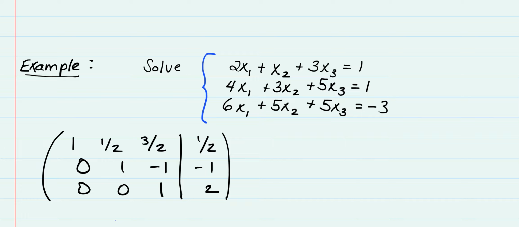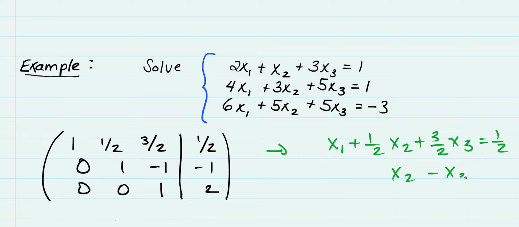So from here you can build the equivalent system. Let me just do that. So we get x1 plus 1/2 x2 plus 3/2 x3 is 1/2, x2 minus x3 is -1, and x3 is equal to 2.